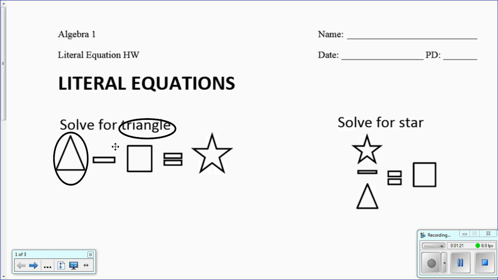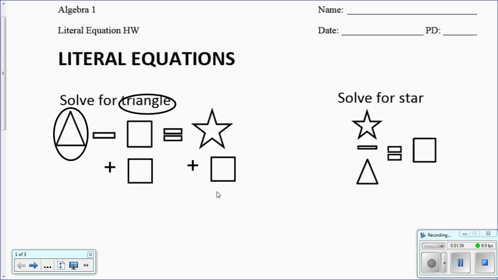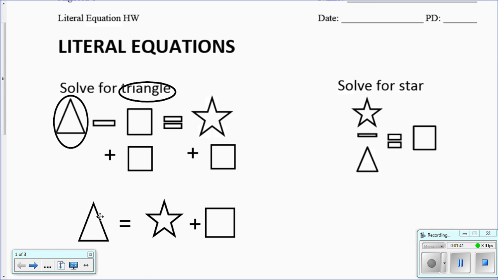We get rid of this square. And we do that still using the inverse property. So we go ahead and add the square to both sides. Except we can't add a star and a square, as weird as that sounds, because they're not the same. So we can't say, oh, there's two stars, or oh, there's two squares. There's one star and one square, and so we have to write it out that way. So we just write it. The triangle is going to be equal to one star plus one square.